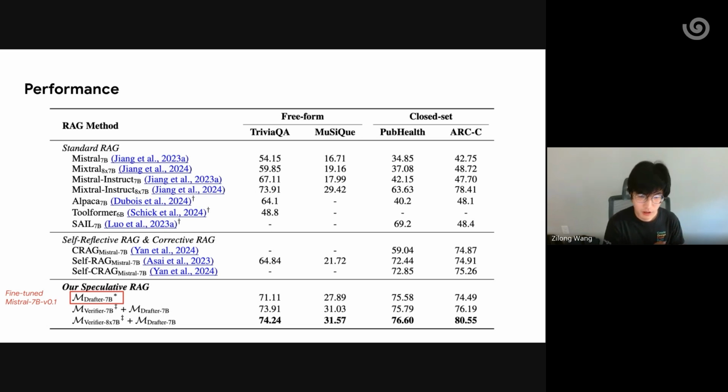And for the closed set, you can think of it as multiple choice. For PopQA, that's true or false. For the ARC Challenge, that's ABCD. You need to choose one of them as your final answer.